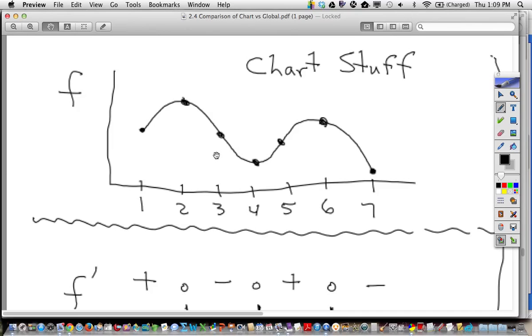All right, so shift of gears here a little bit. Now, you don't need to write any of this down just yet. I want to rehash a little bit of old stuff, and then I'll show you what we're going to write down. So the chart stuff in section 2.4 that we did, that was on this last quiz, with the local max, min, increasing, decreasing kinds of questions.